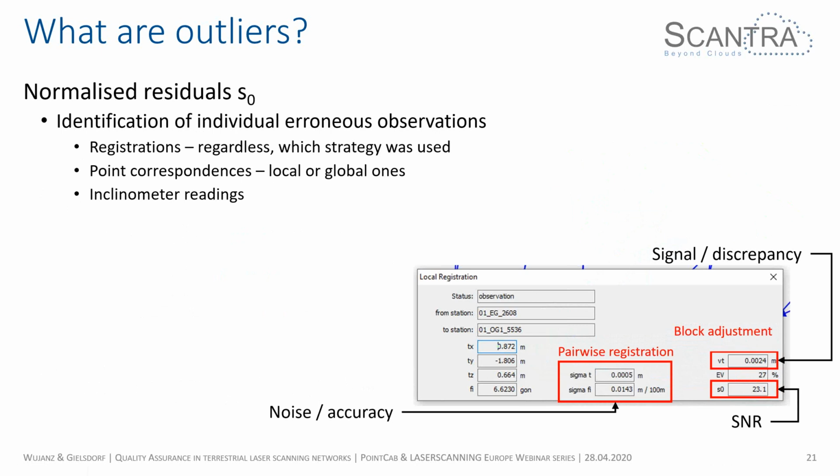Again, at the bottom, I have another example. You can see the outcome of the block adjustment on the right-hand side. VT, that's the misclosure between registrations. We have a VT or residual misclosure of 2.4 millimeters, and you can see in the center the assumed accuracy, or noise if you so wish, and the signal to noise ratio is 23 times higher than expected. So we know this is an outlier, and we have to do something about it to ease the tension within a network. And of course, we don't want to give erroneous stuff to our colleagues or draftsmen.